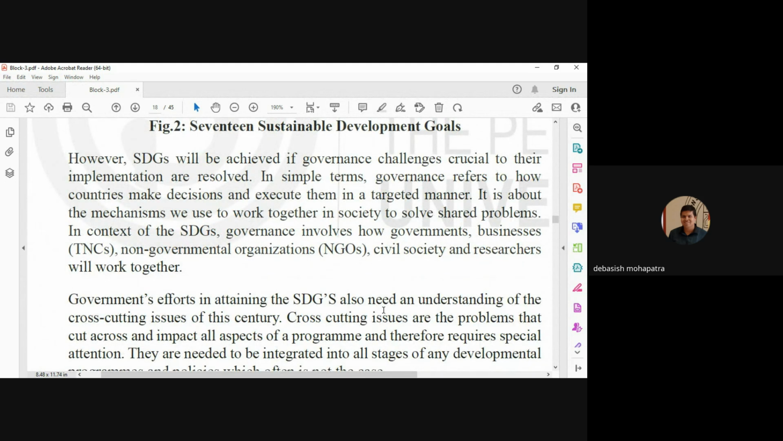How will the SDGs be achieved? Only if the governance challenges crucial to implementation are resolved. In simple terms, governance refers to how countries make decisions and execute them in a targeted manner. It is about the scheme we use to work together in society to solve shared problems. In the context of the SDGs, governance involves how government, business, non-government organizations, NGOs, civil society and research will work together.